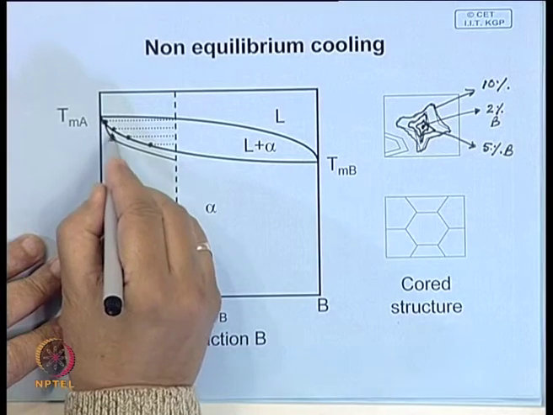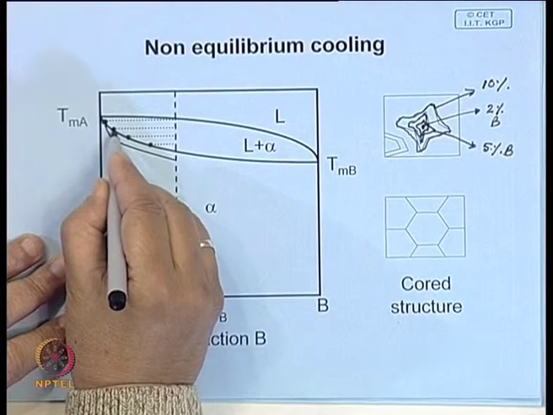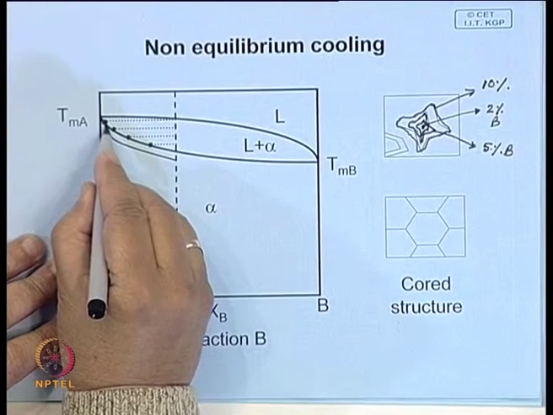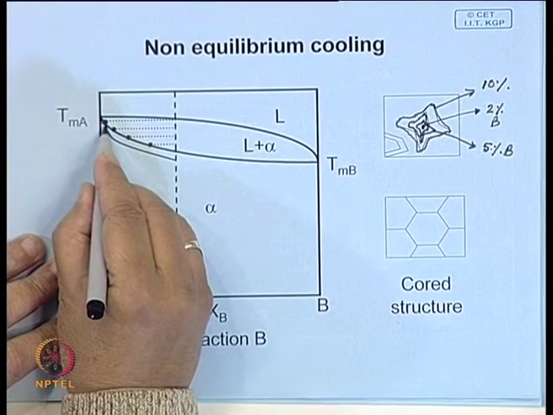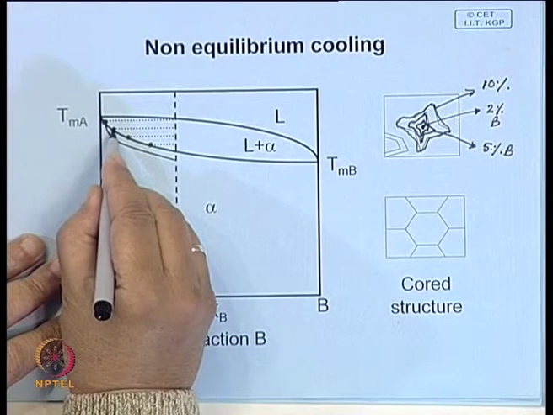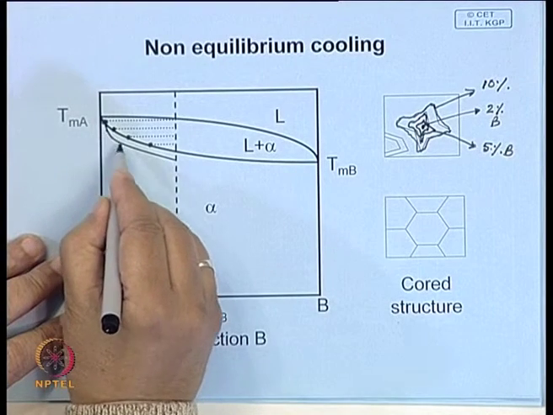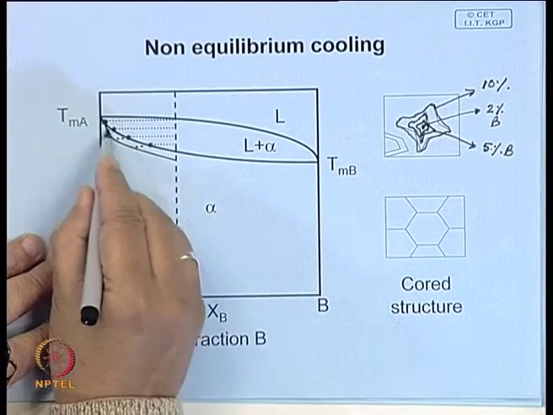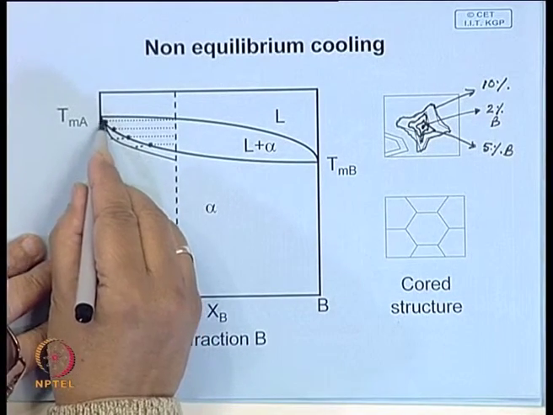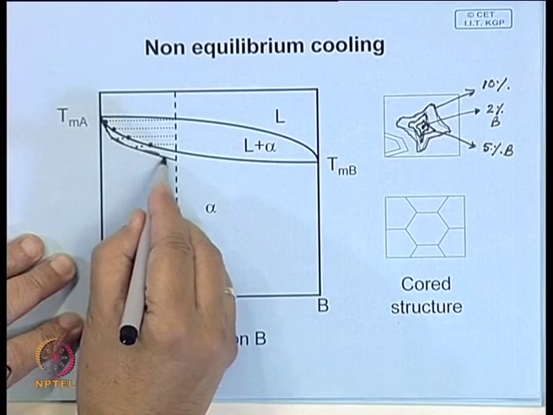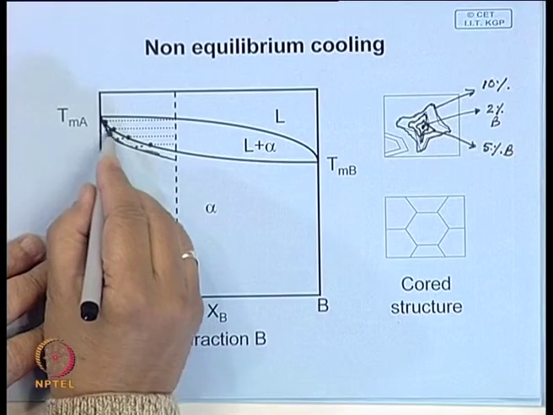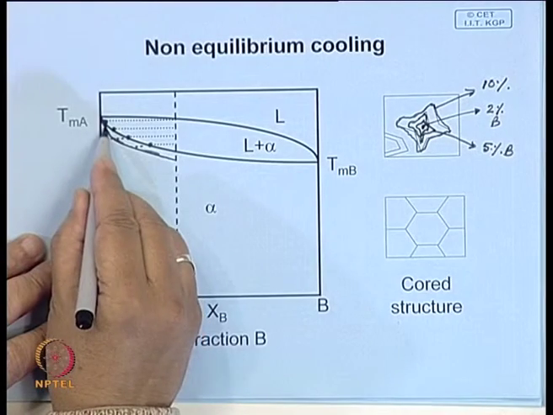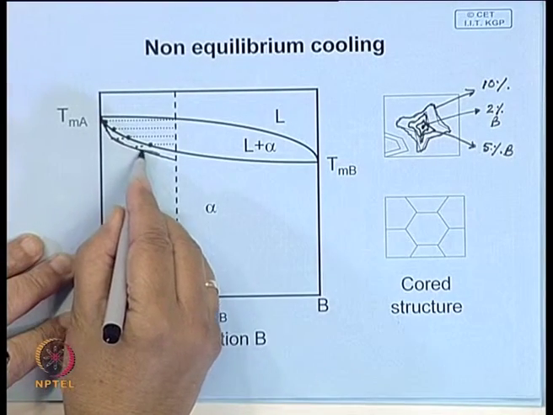But then the average composition, if you try and calculate it, will not be the same as the equilibrium one. If it were possible to cool it very slowly, it would have followed this line and moved from here to here. Instead, the average composition lies somewhere here. So, if there is a departure, the average composition of the solid will follow a different line, because the solid is not able to change its composition as fast as expected. Therefore, the average line follows this.